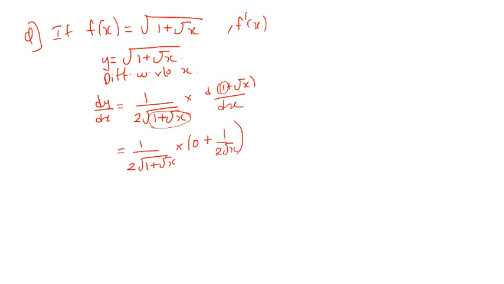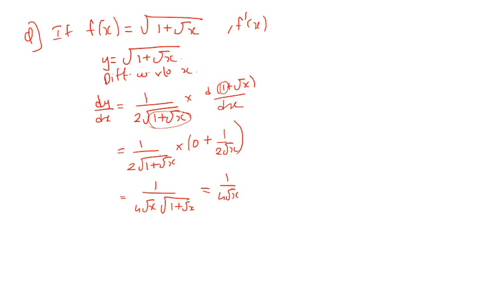Again, if you differentiate this x, you will get the value as 1 only. So what happens in the final thing, this will become 1 by 4 root x into 1 plus root x. This 1 by 4 root x, let it be as it is.